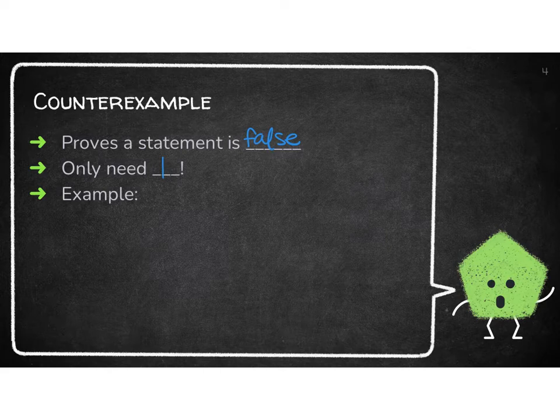Another example, if I were to say all babies like sweet potatoes, I just need to find one example where that's false, which would be my daughter, who does not like sweet potatoes. So that would make that false. That would be the counterexample.